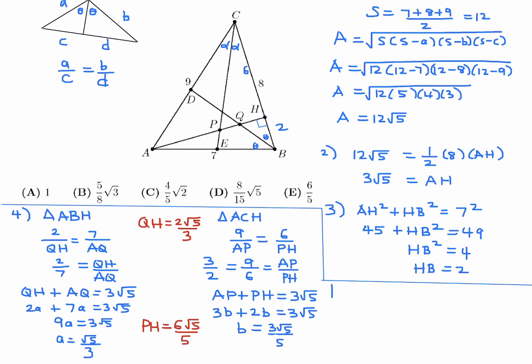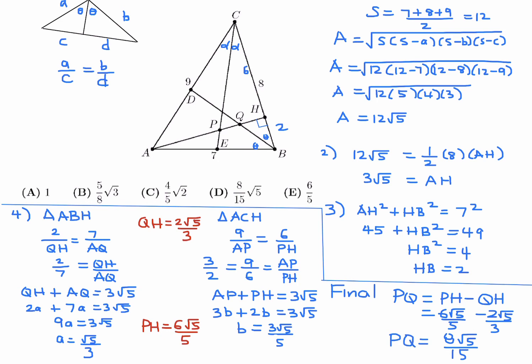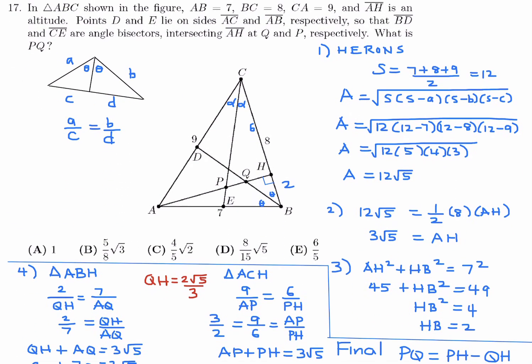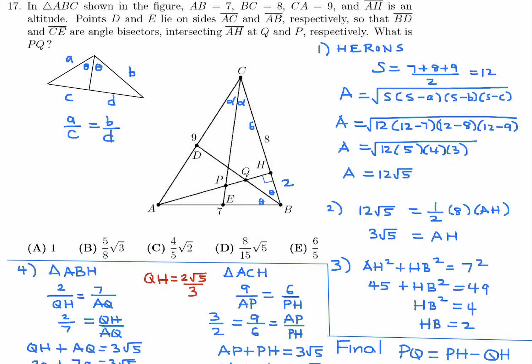And now we are in the final step. The final step is we have to calculate PQ. Well, PQ is PH minus QH. PH, I just figured out, was 6 root 5 over 5. QH, I figured out, was 2 root 5 over 3. And when you do that calculation, you get 8 root 5 over 15 for PQ. 8 root 5 over 15, and therefore number 17, the answer is D.